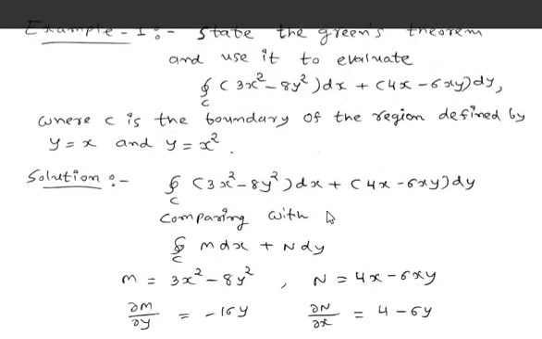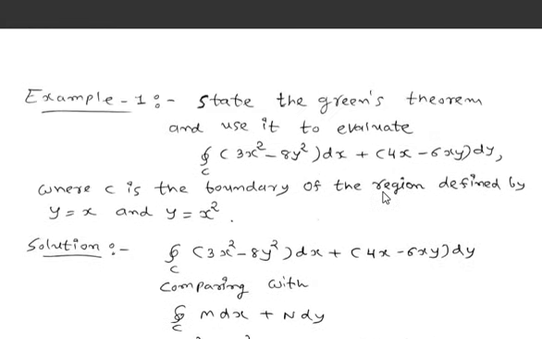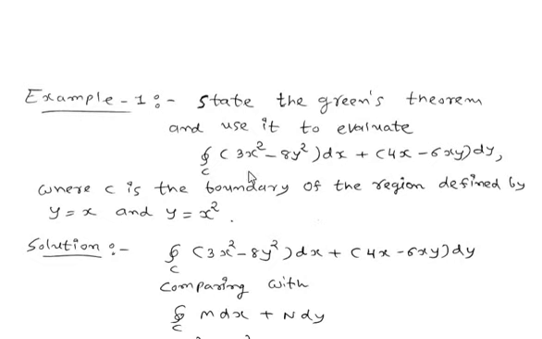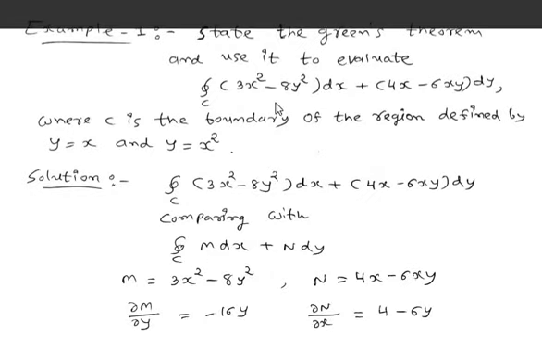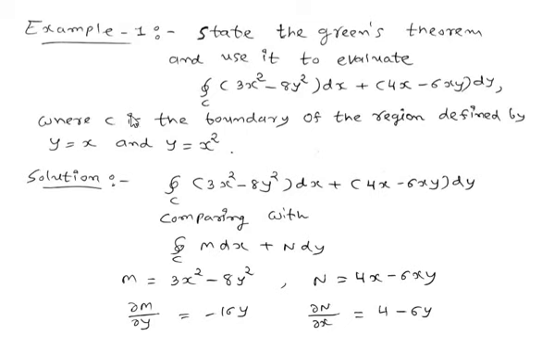Example number 1, state Green's theorem and use it to evaluate the integration of (3x square minus 8y square) dx plus (4x minus 6xy) dy, where C is the boundary of the region defined by y equals x and y equals x square, right? We have to find out the integration of this function along a closed curve C bounded by y equals x and y equals x square.